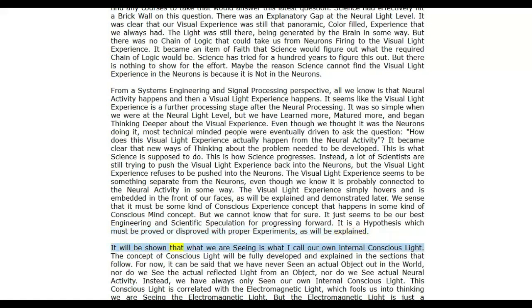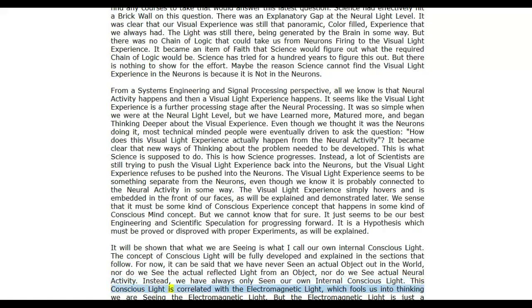It will be shown that what we are seeing is what I call our own internal conscious light. The concept of conscious light will be fully developed and explained in the sections that follow. For now, it can be said that we have never seen an actual object out in the world, nor do we see the actual reflected light from an object, nor do we see actual neural activity. Instead, we have always only seen our own internal conscious light.